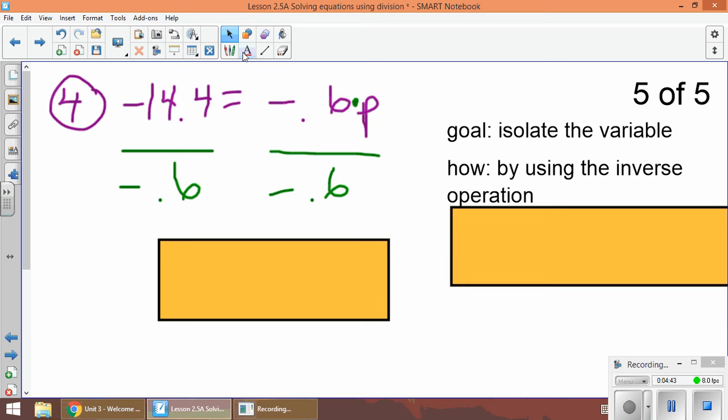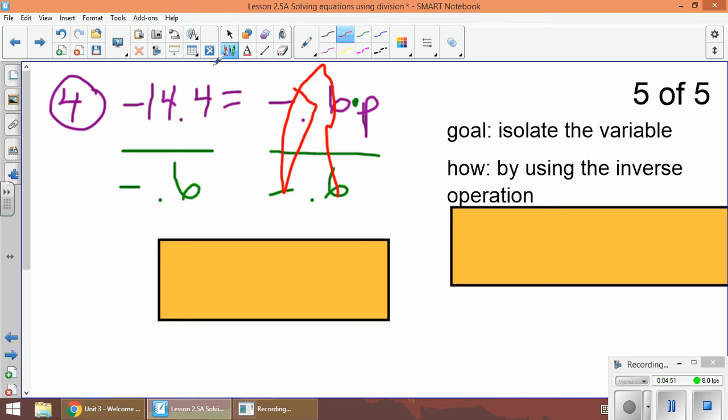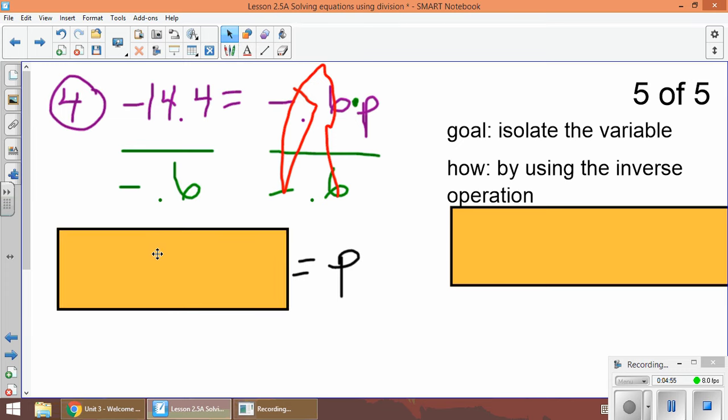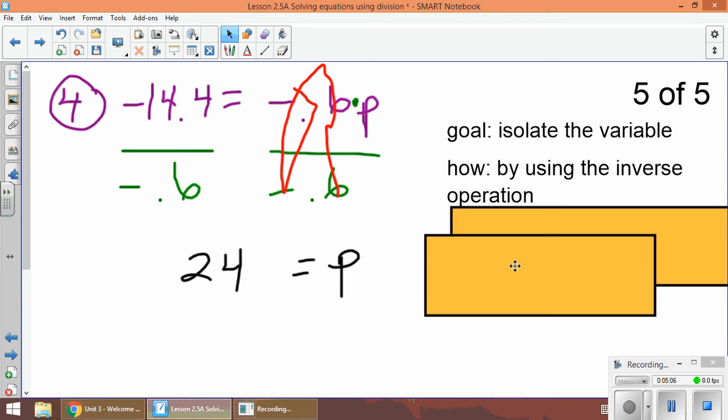Okay, on the right side, negative 0.6 divided by negative 0.6 cancel each other out. That leaves me with p equals on the right side. On the left, grab your calculator and do negative 14.4 divided by negative 0.6, and you should get an answer of 24.